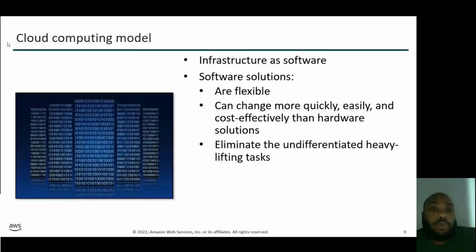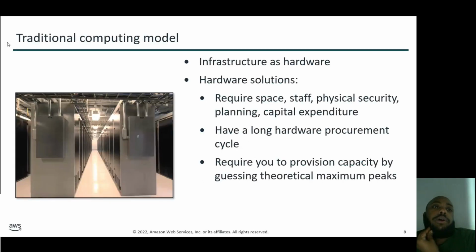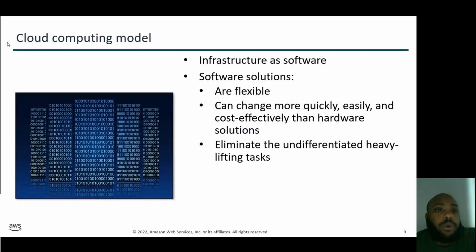So now we saw here traditional computing has infrastructure as hardware. We want to look at infrastructure as software, and that's one of the models we're going to talk about. So there are three different models: infrastructure as a service, platform as a service, and software as a service.